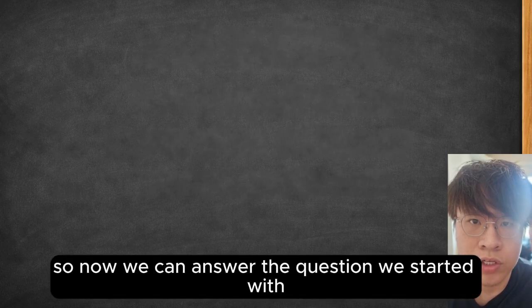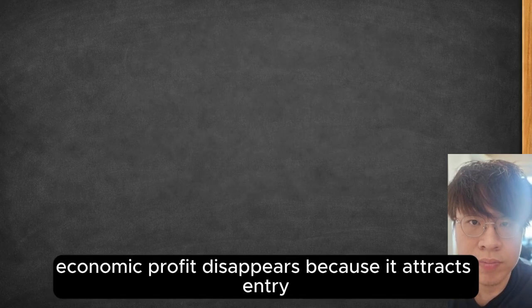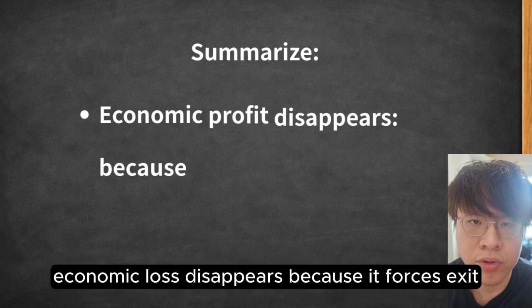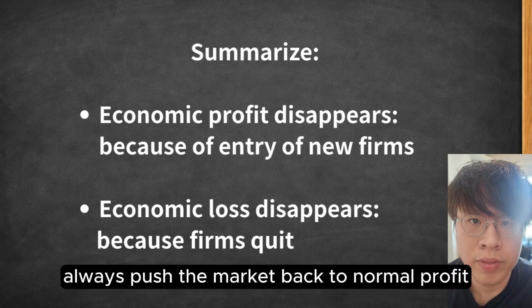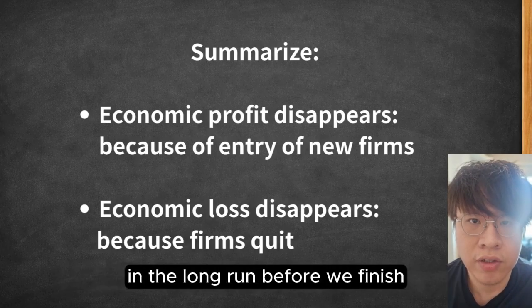So now we can answer the question we started with. Economic profit disappears because it attracts entry. Economic loss disappears because it forces exit. In perfect competition, free entry and free exit always push the market back to normal profit in the long run.